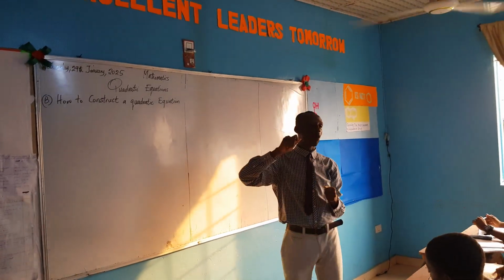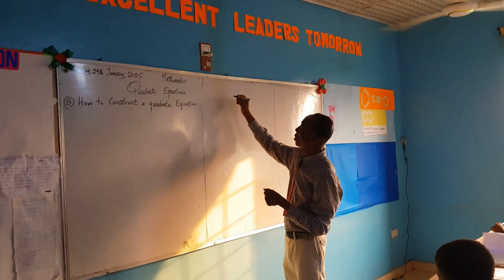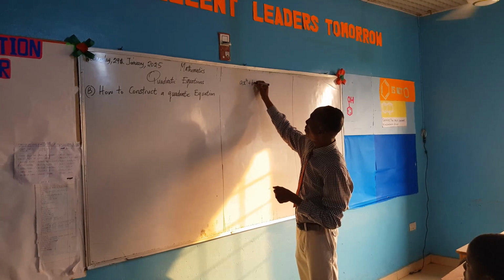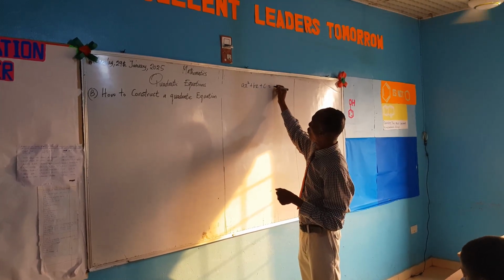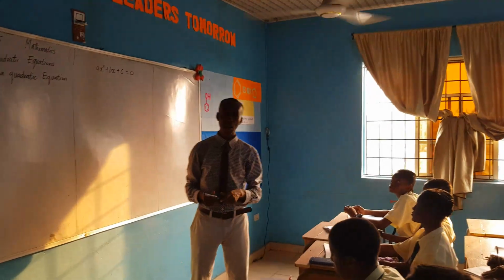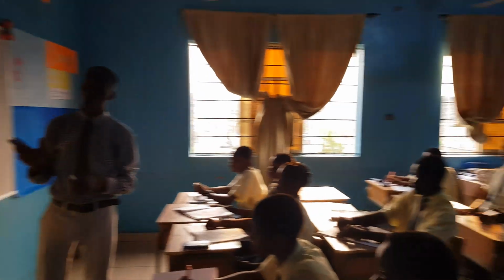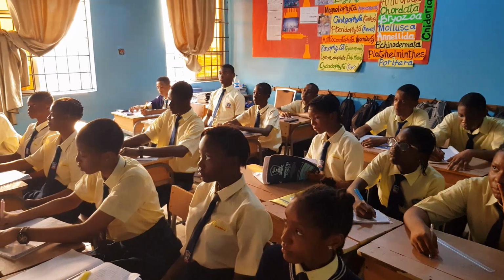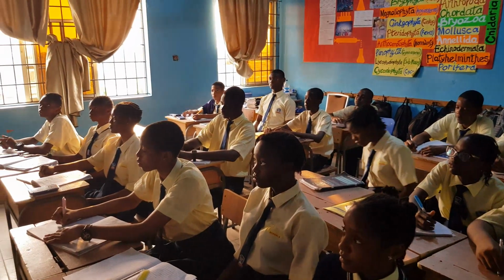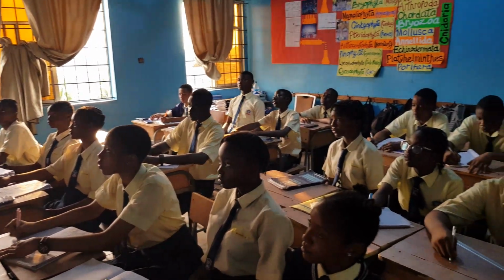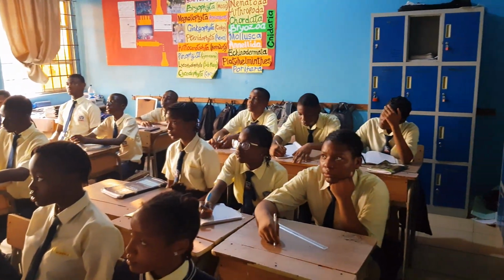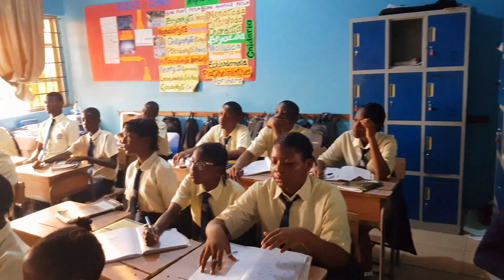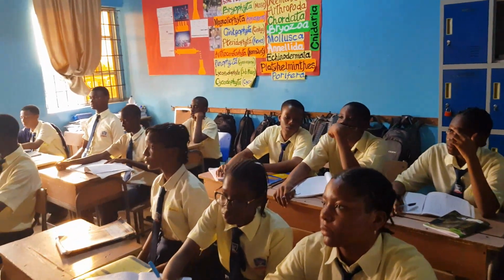Now we look at the general form of every quadratic equation. It's basically ax squared plus bx plus c is equal to 0. So this is the general form of every quadratic equation, where a happens to be the coefficient of x squared, b happens to be the coefficient of x, while c is the constant.